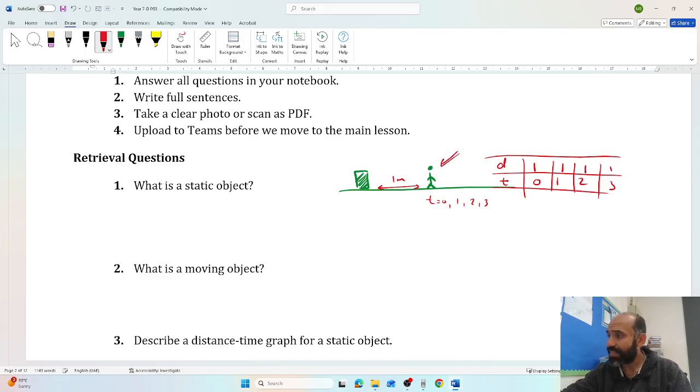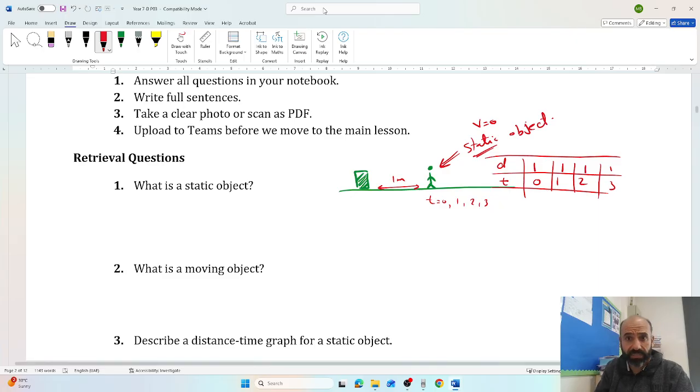In this case, your state is you are a static object. You are at rest. It means that your speed is 0. This means that your position doesn't change as time passes. This is what's meant by static object.